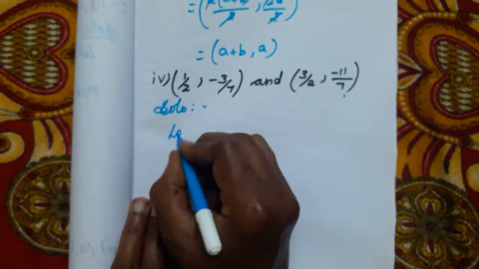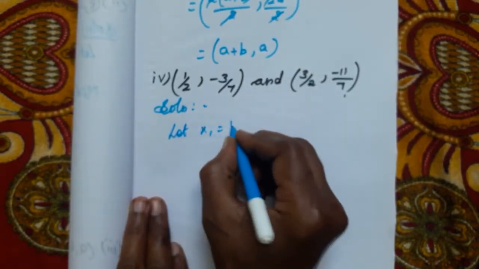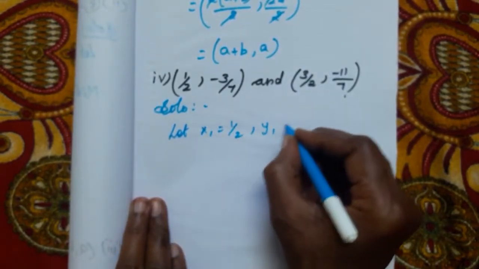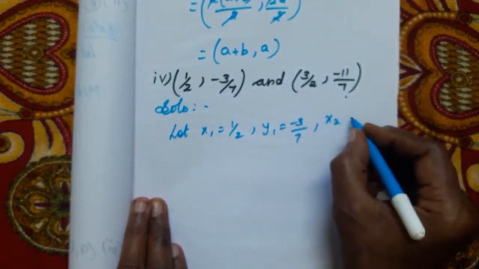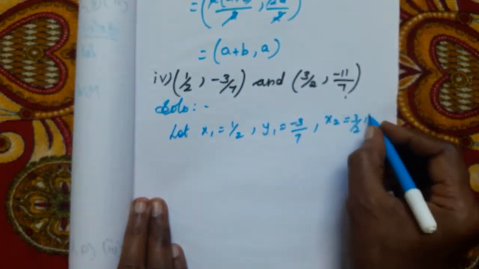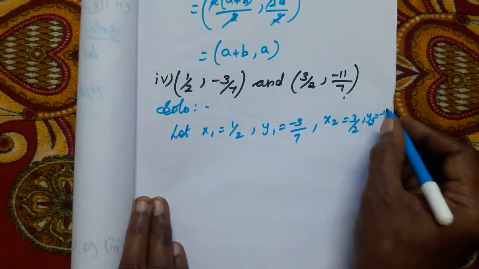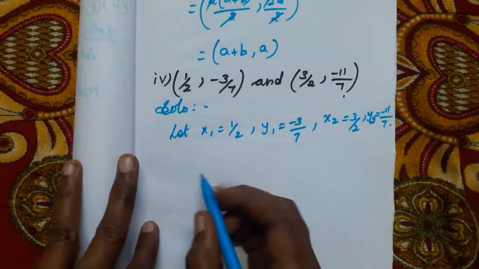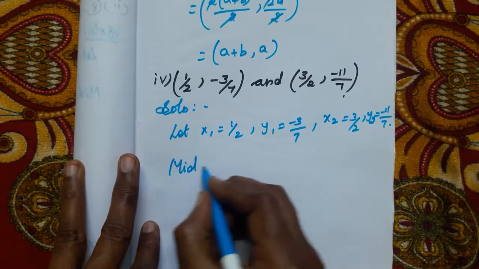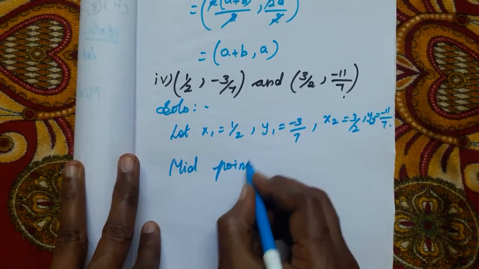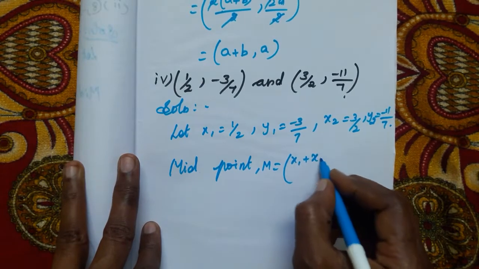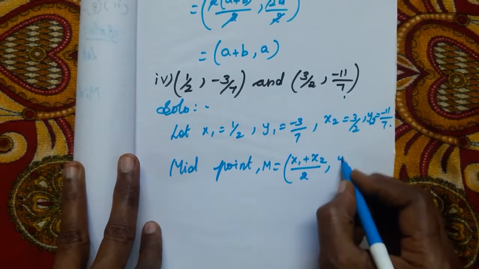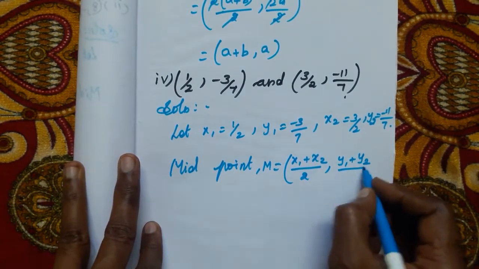Here we can take x1 is equal to 1/2, y1 is equal to -3/7, x2 is equal to 3/2, y2 is equal to -11/7. Then the midpoint M is equal to ((x1 + x2)/2, (y1 + y2)/2).